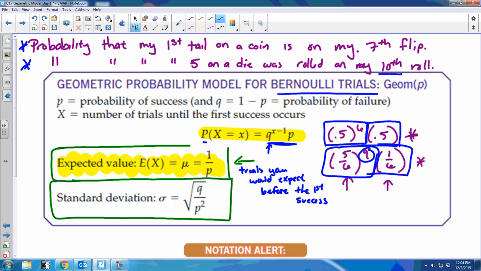So the expected value tells you how many trials you expect before the first success. So if I want to know, not necessarily a probability, I just want to know how many rolls I would have to roll on average to get a 5. The probability of getting a 5 is 1 out of 6 on a die, right? So we would do 1 divided by 1/6, which is 6. So I would expect it would take me 6 rolls to get the first 5.